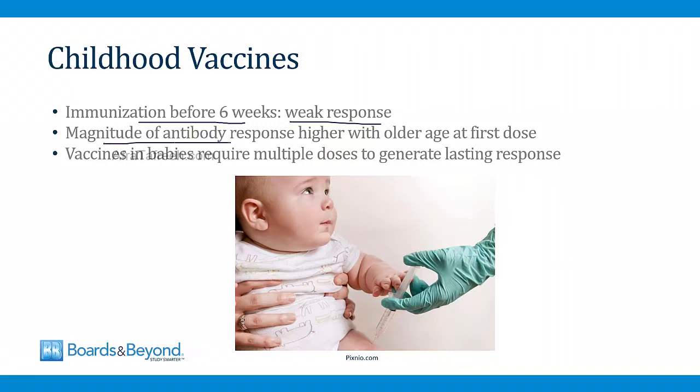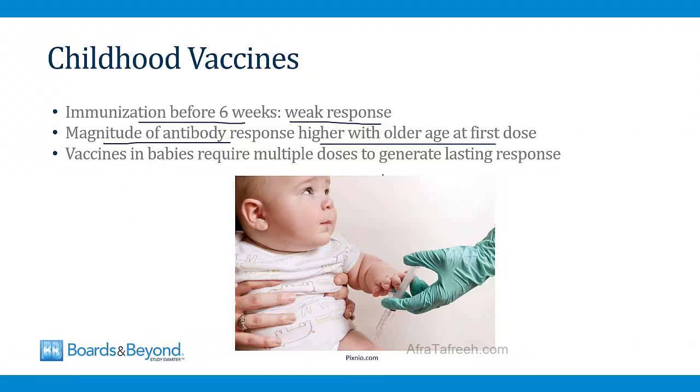The magnitude of an antibody response to a vaccine is higher the older the child is at the age of the first dose. So ideally, we would wait until children are 5 or 6 or 10 years old to vaccinate them because their immune system is strong enough at that point to generate lots of antibodies. Unfortunately, if we wait that long, lots of babies and little children will get sick before they're vaccinated.